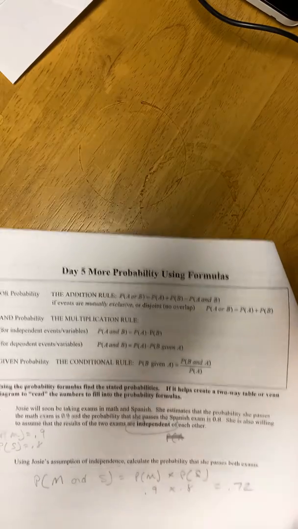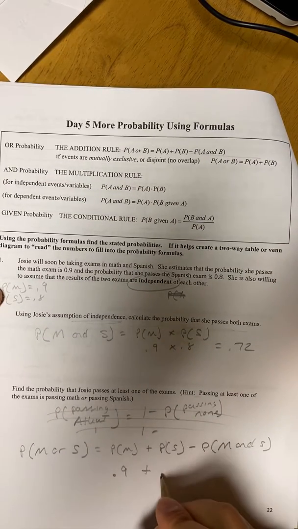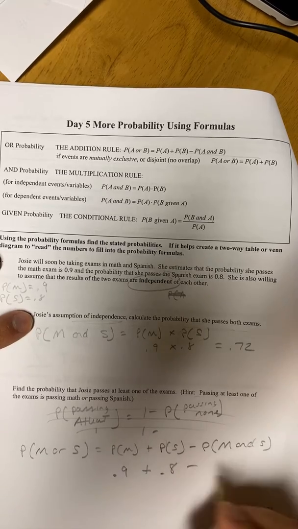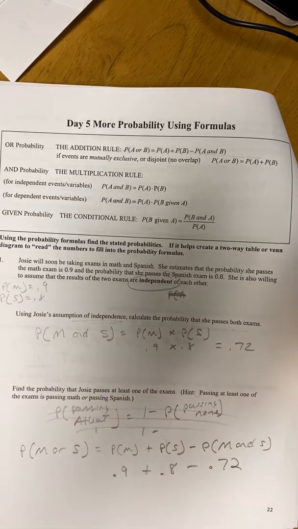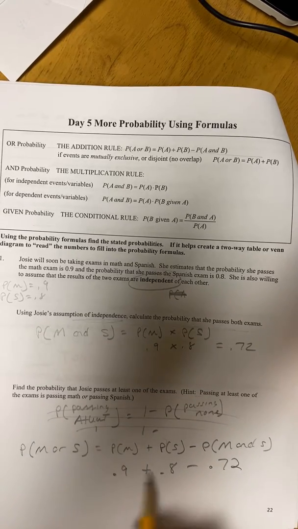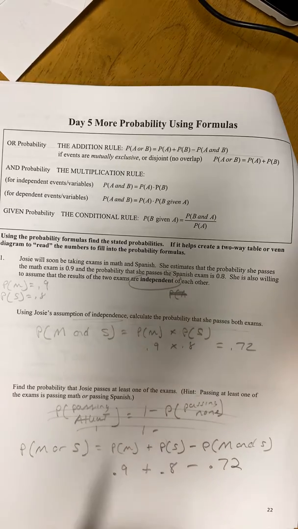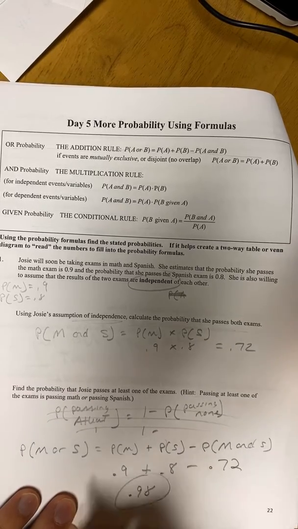All right. So probability of M is 0.9. Probability of S is 0.8. M and S we just found is 0.72. You can't just add these two because you're going to get something over 1. That's why you have to subtract where they intersect. 0.9 plus 0.8 minus 0.72, so we get 0.98.